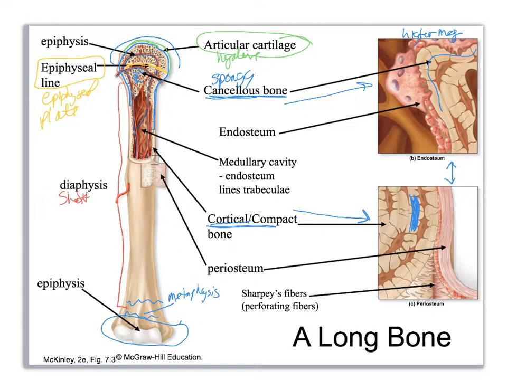And that's going to be coating the ends of the bones so that when they move, they don't rub up against each other. It's a protective feature. All right, what's next? The medullary cavity. So this is where it gets hollowed out.